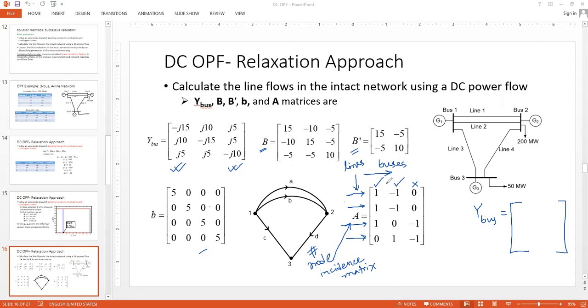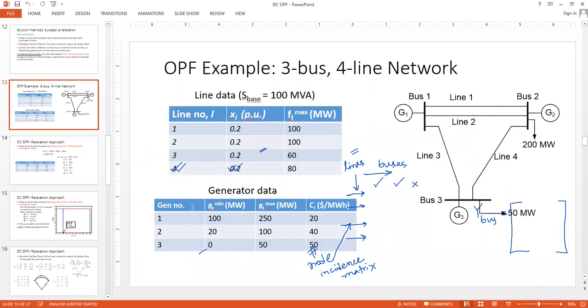However, there is a direction of sending end bus and receiving end bus. How will we know that? To know which one is the sending bus or the starting bus, and which one is the receiving end bus: in this case it's not given, but usually the line data is given like this, the sending end bus and the receiving end bus.